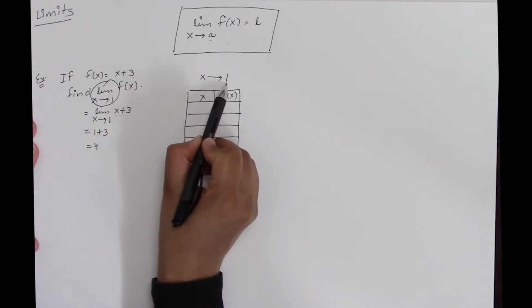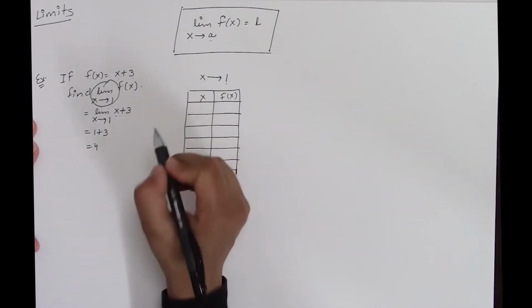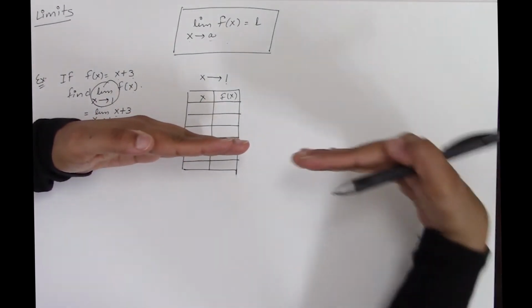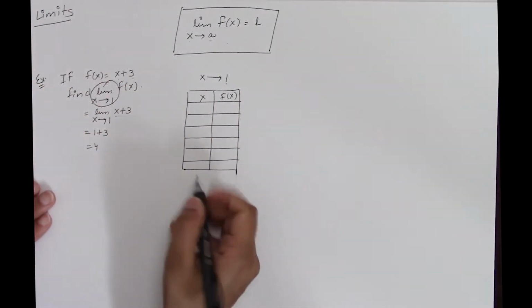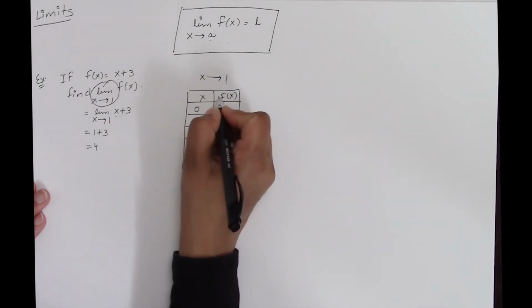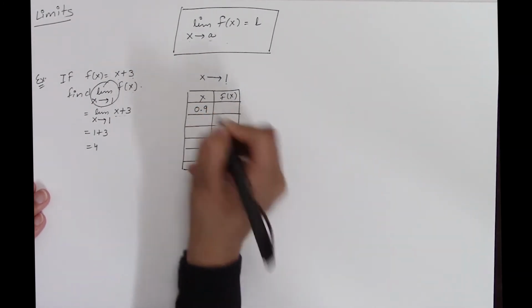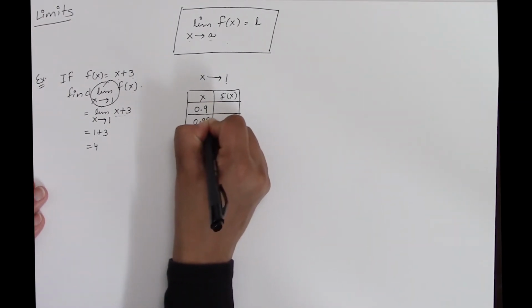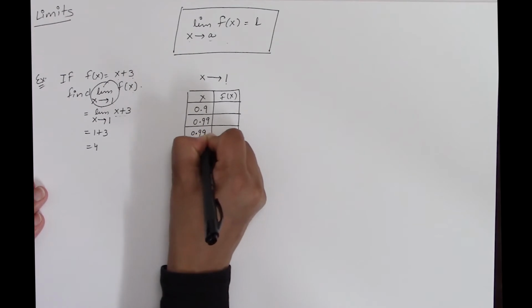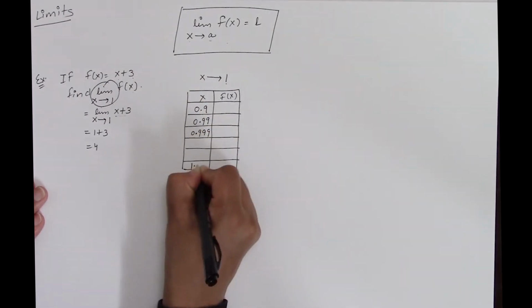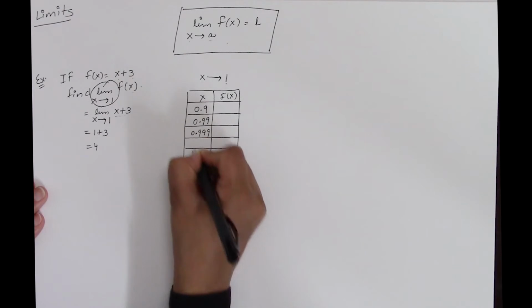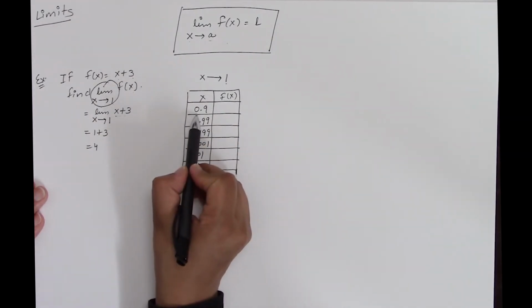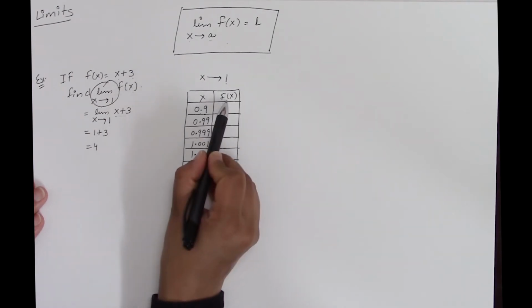Now x is approaching to 1. That means the values of x are very close to 1 from both the sides. X is approaching to 1 from the left side and from the right side. So we can take the values which are very close to 1, like 0.9. If we go more closer, 0.99, 0.999, and from the other side 1.1, 1.01, 1.001.